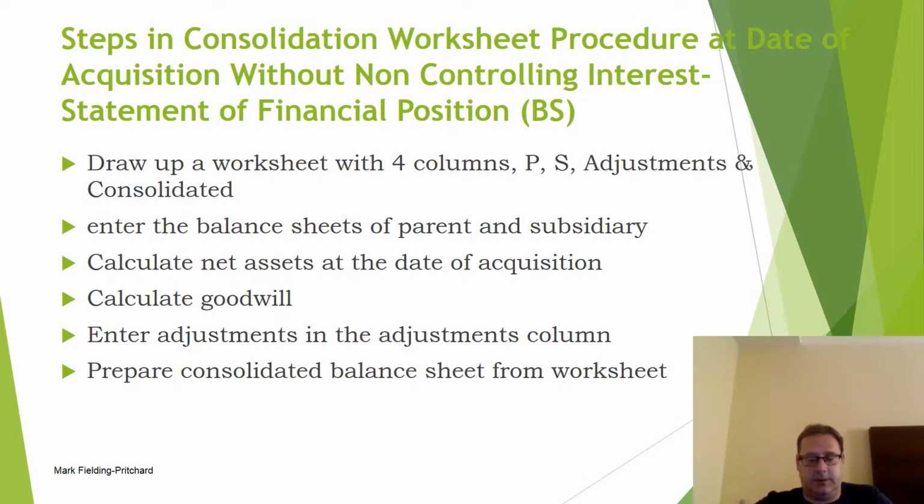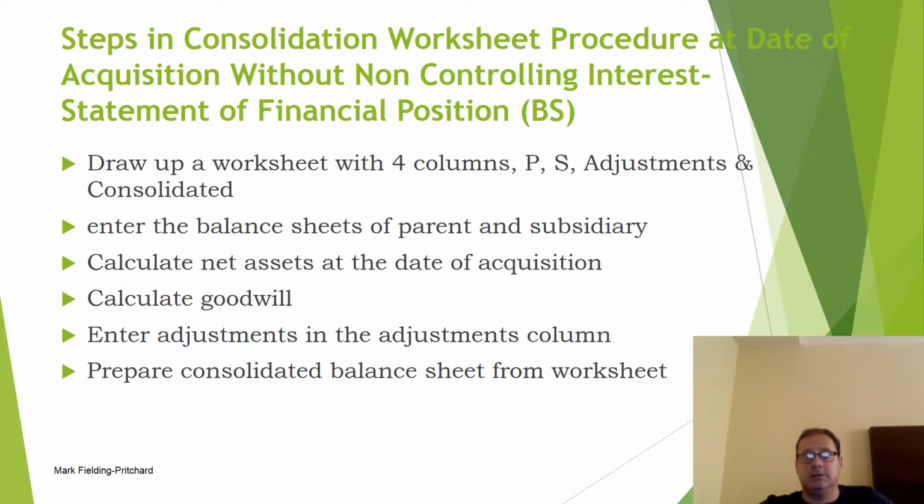So you set your page up, 4 columns. The first column is going to be the balance sheet of the parent company. The second column is going to be the balance sheet of the subsidiary company. The third column will be adjustments, and the fourth will be consolidated. Right, the next thing that you do is you simply copy into columns 1 and 2 the balance sheet of the parent company, and you copy down the balance sheet of the subsidiary company.